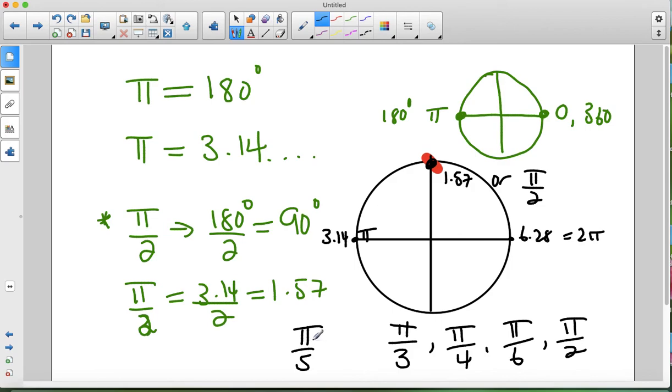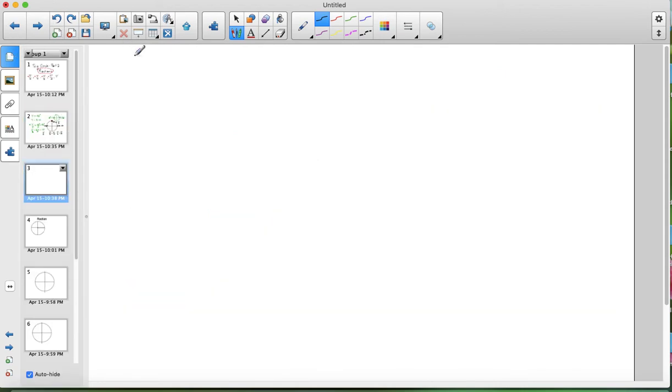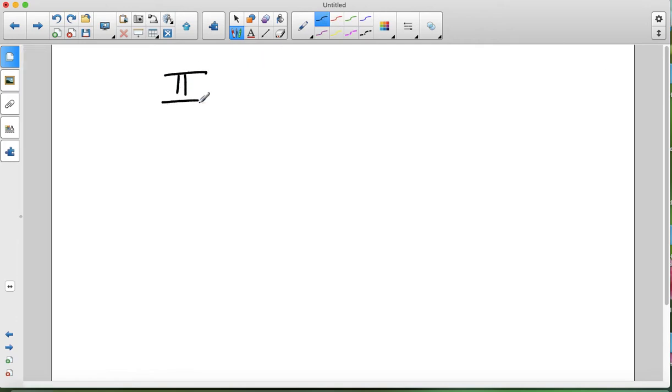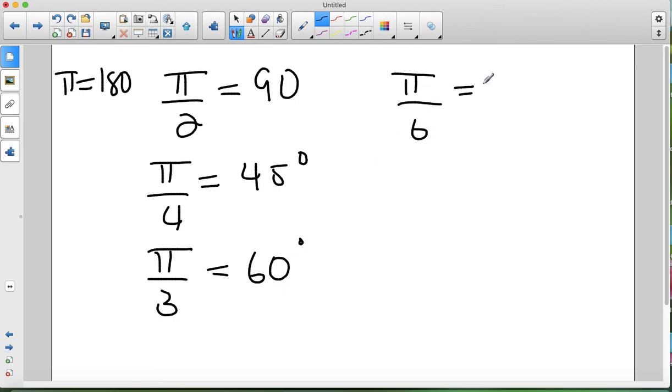You could obviously figure out what that is, 180 divided by 5. So just to have your memorization down pat, you should know pi over 2 is 90 degrees. Of course, pi is equal to 180. That's your basic. And then pi over 4 is 45 degrees, pi over 3 is 60 degrees, and pi over 6 is equal to 30 degrees. And of course, 2 pi is equal to 360.